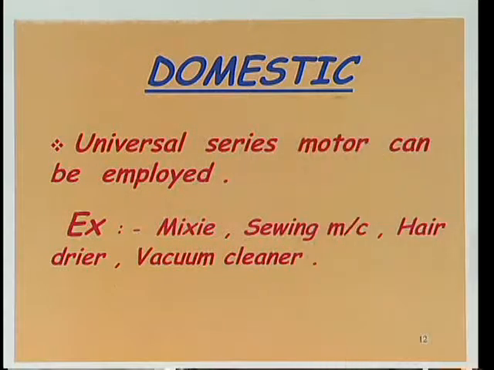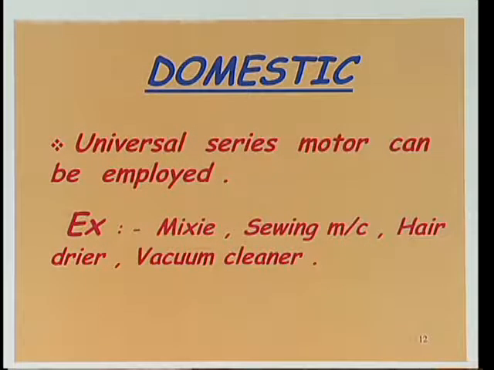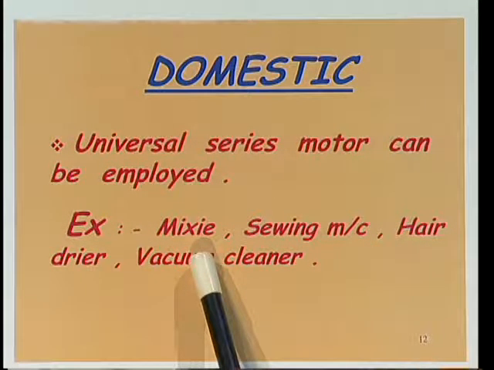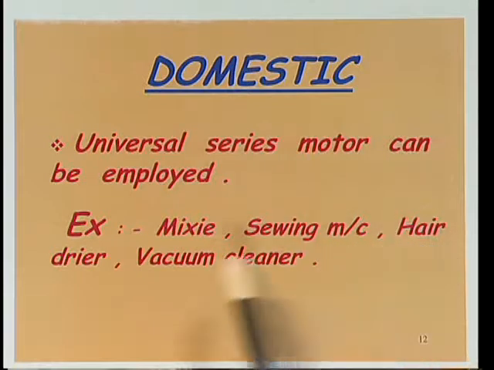domestic. So for domestic purposes we are using varieties of motors. Universal series motor will be employed for domestic purposes. For example, you have mixie, sieving machine, hair dryer, vacuum cleaner. So normally all these domestic appliances need a motor. We are using a universal motor, as the name itself indicates. Universal means it will be operated on AC supply as well as DC supply.